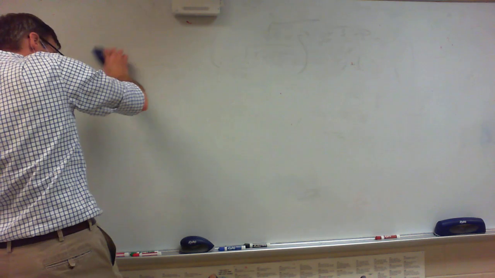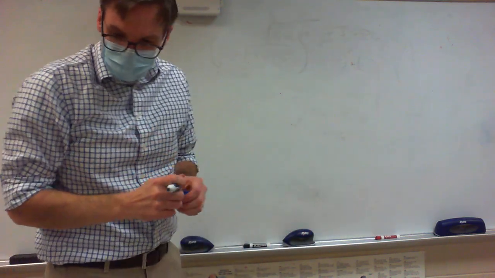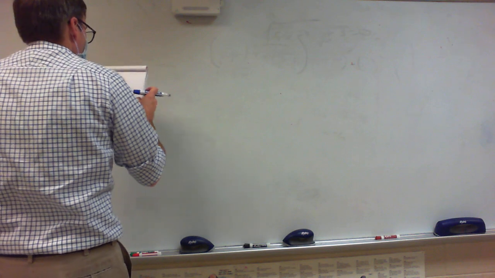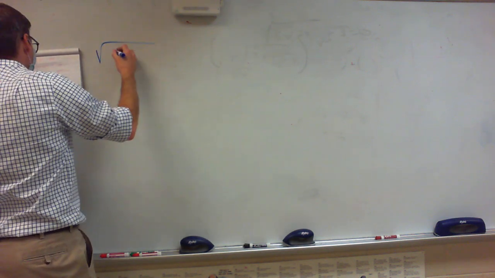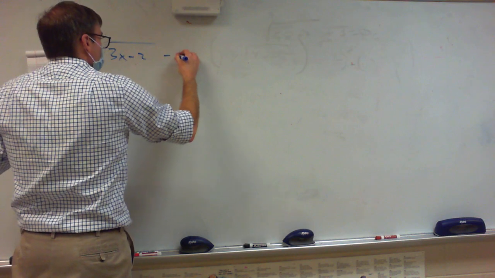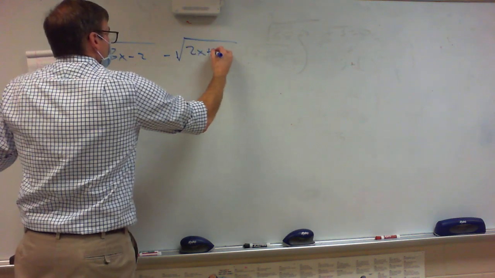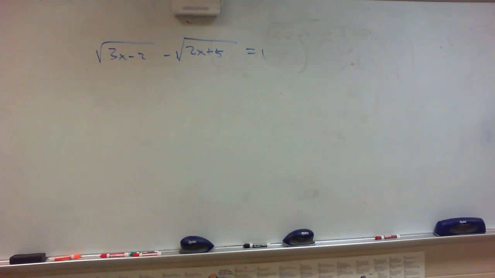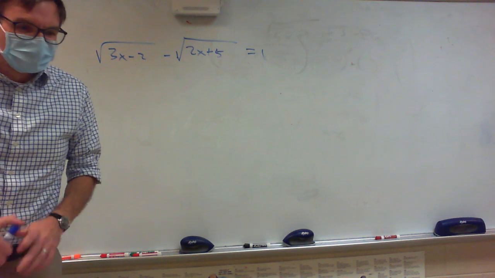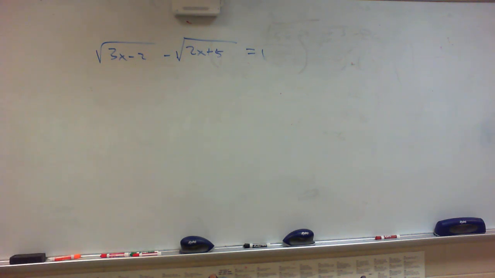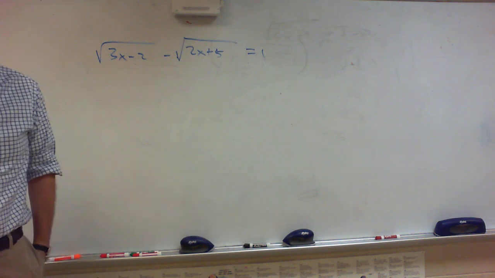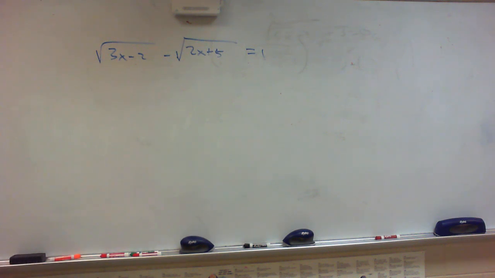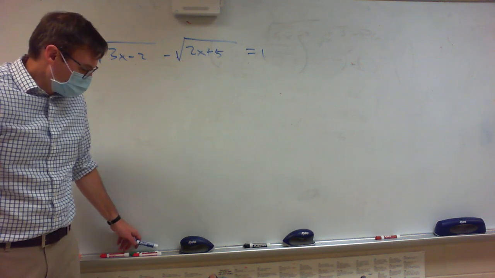So, what if I give you, let's do the square root of 3x minus 2 minus the square root. Has everybody written it down? Yuck.